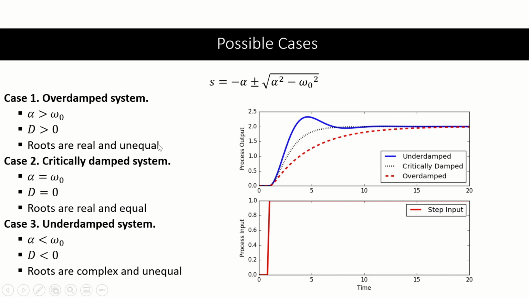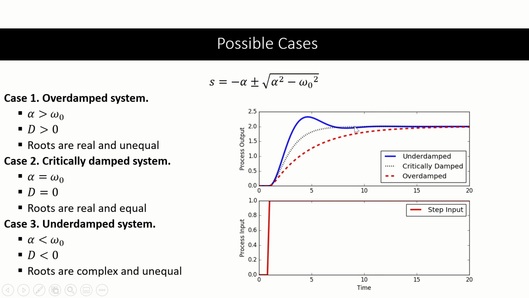and unequal. This causes the system to be an overdamped system, which is described by the red line in the graph. In the second case, alpha and omega are equal, therefore the discriminant is 0 and the roots are real and equal. This causes the system to be a critically damped system, which is shown in the graph right here.